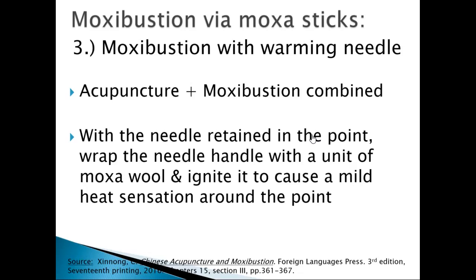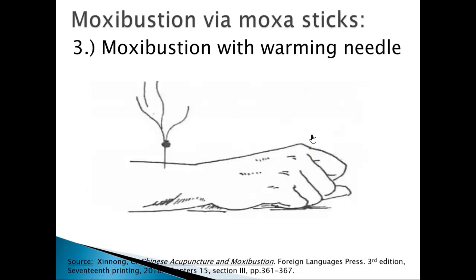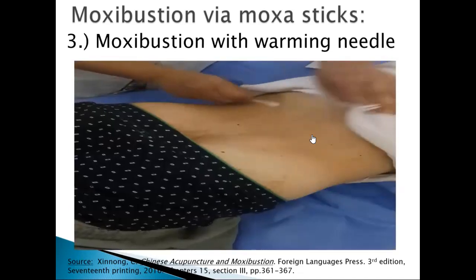Then, last but not the least would be your moxibustion with warming needle. This one is acupuncture plus moxibustion combined at the same time. With the needle retained in the point, wrap the needle handle with a unit of moxa wool and ignite it to cause a mild heat sensation around the point. It functions to warm the meridians and promote the free flow of qi and blood. So it treats the painful joints caused by cold, damp, numbness with cold sensation, and paralysis. So this is a picture of moxibustion with warming needling and then an actual video.